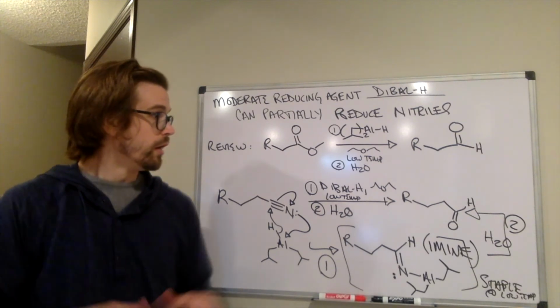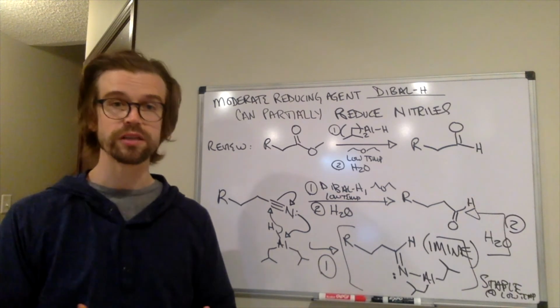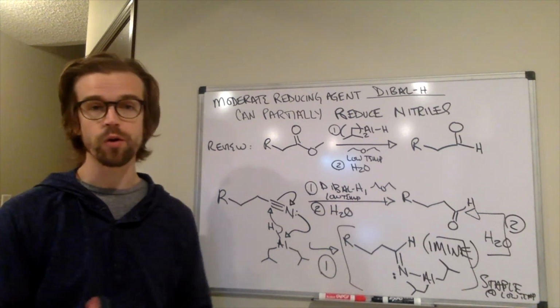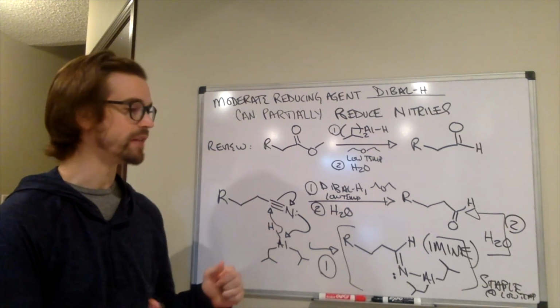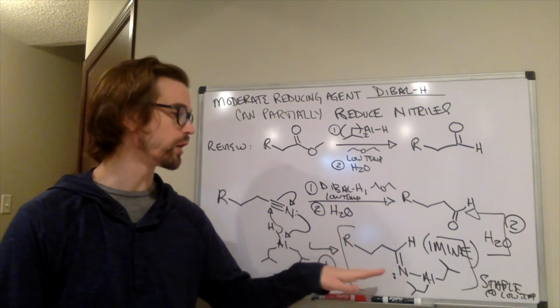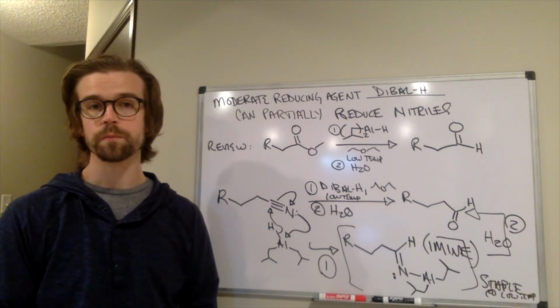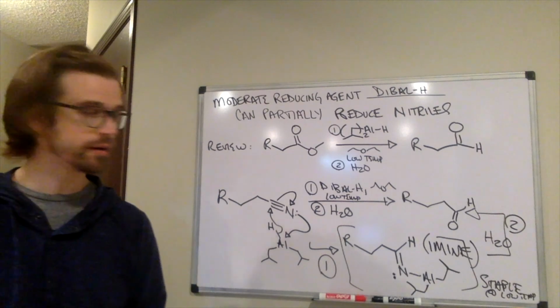So that is all the ways that we can reduce these nitriles. We can do a really strong reductant like lithium aluminum hydride, and that will go all the way to the amine, or we can partially reduce with DIBAL-H, and that will stop at the imine, which upon workup, adding our water, is going to hydrolyze that imine back to the aldehyde. Great.